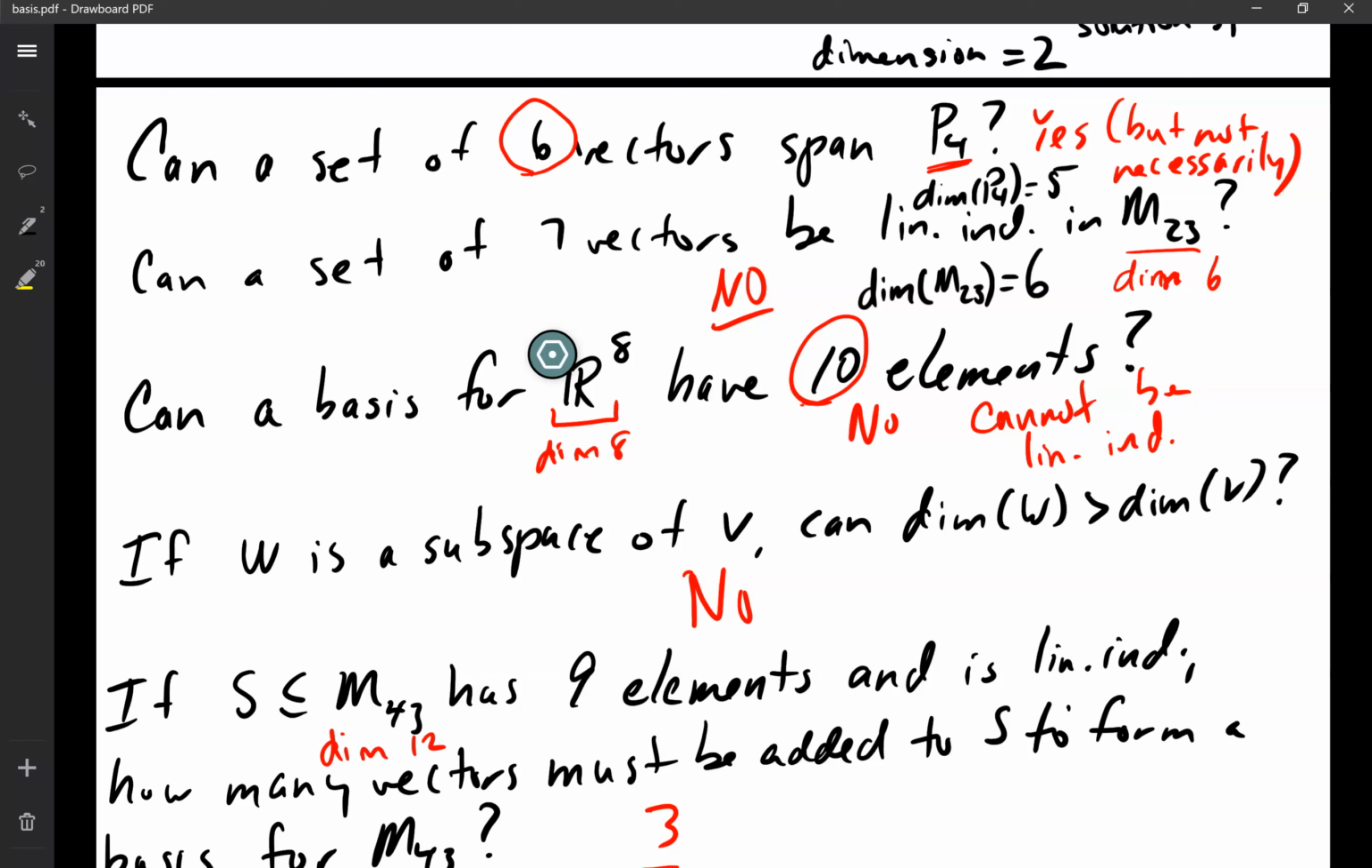Same idea for this third question. Can a basis for R8 have 10 elements? The answer to that is no, because 10 is too many. This has dimension 8. So a set with 10 elements in it can't be linearly independent.